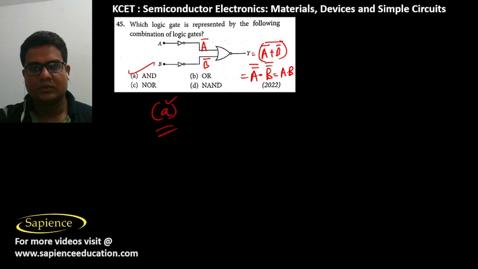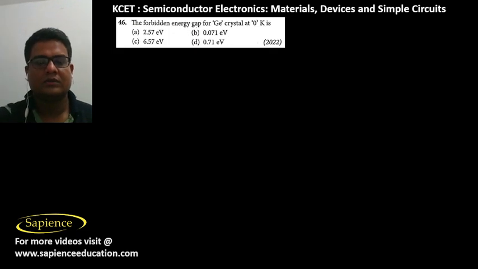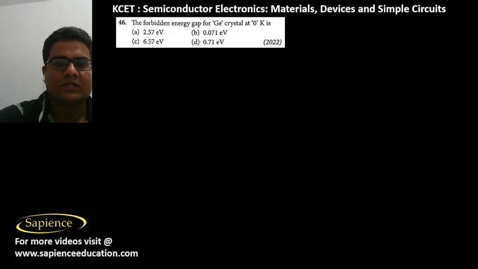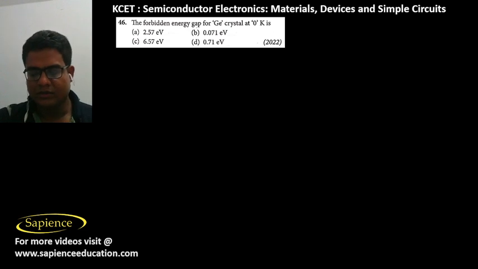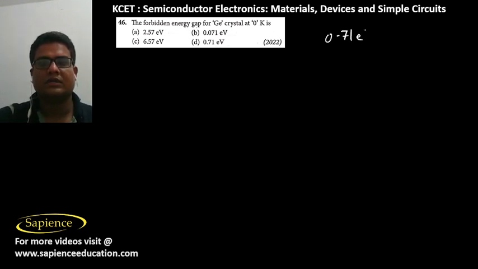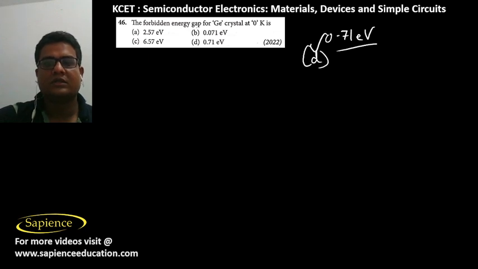Sorry, one more last question is there. This is question number 46. It is told the forbidden energy gap for germanium crystal at 0 Kelvin is 0.71 electron volt. So option D is the correct answer.